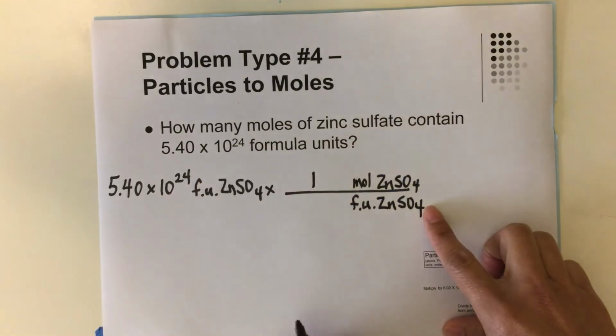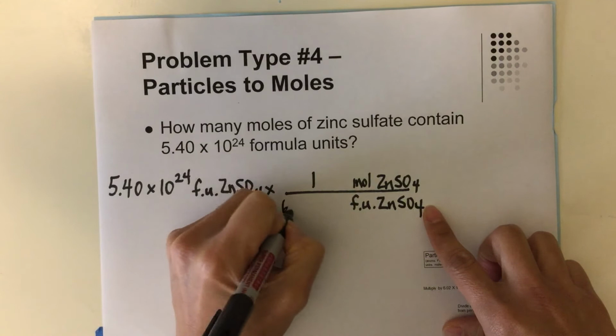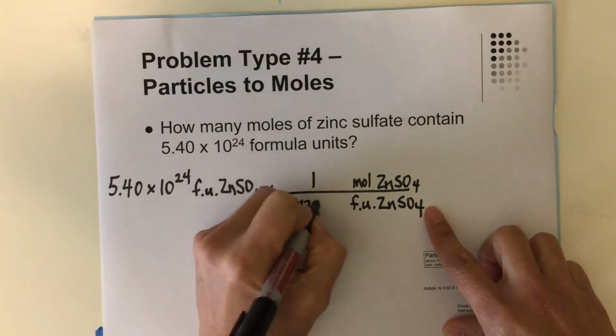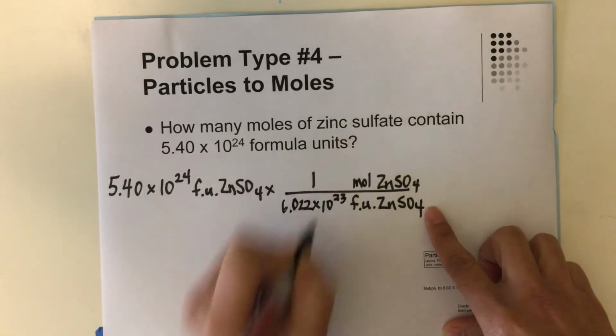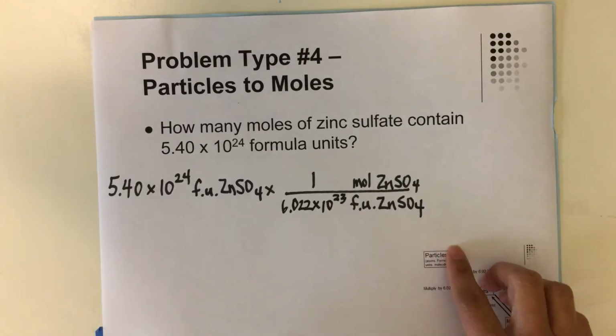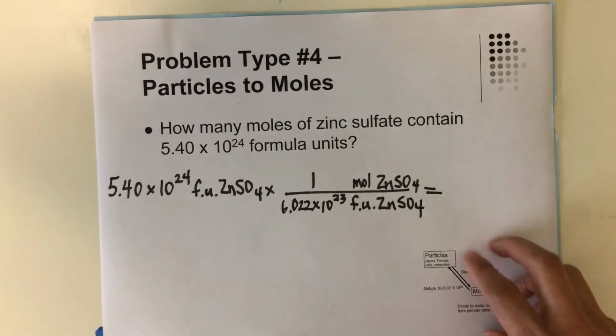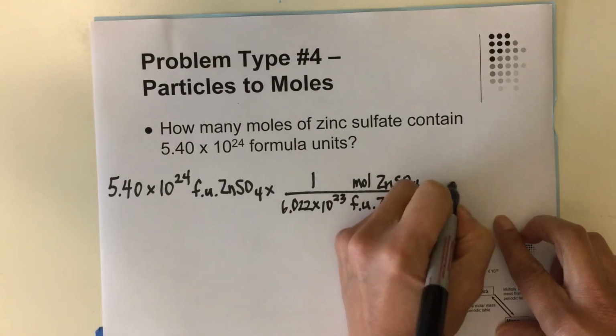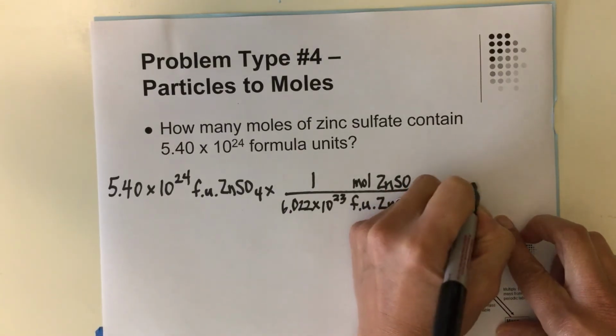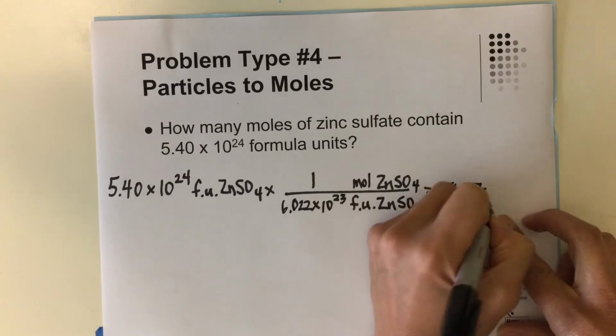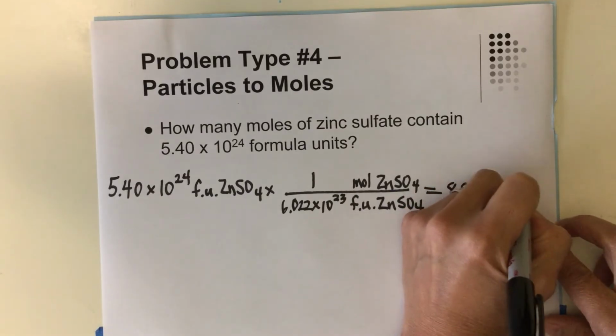So a mole of zinc sulfate has 6.022 times 10 to the 23rd representative particles, specifically formula units. So divide those two answers. You will then get 8.97 moles of zinc sulfate.